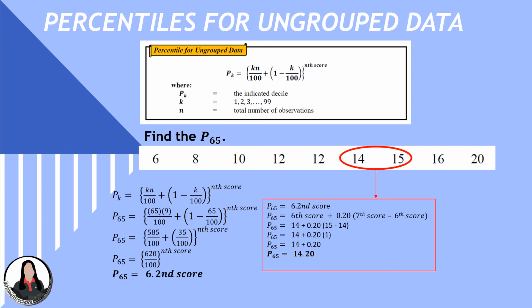And imumultiply natin siya sa difference ng ating 7th score and 6th score, which is 15 and 14 respectively. So we have 15 minus 14, that's 1, multiplied by 0.2. So we have 0.2 plus our 6th score, which is 14. Therefore, 14 plus 0.2, we have 14.2. Therefore, 65% of the scores in the distribution are less than 14.2.